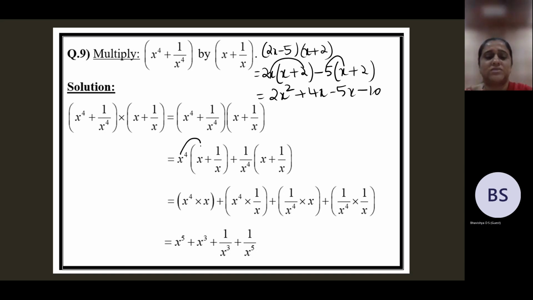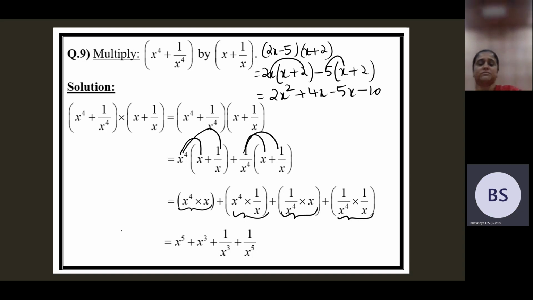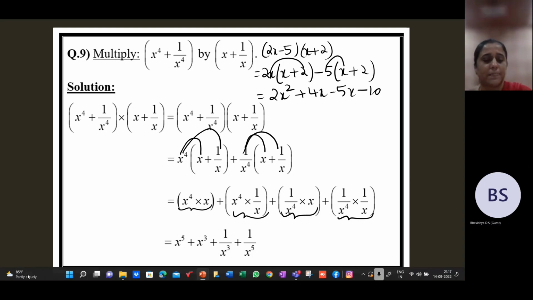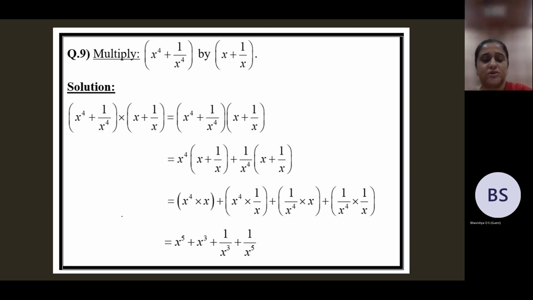So you're multiplying this and this. That's what I've shown here. Then you're multiplying this and this. That's what I've shown here. Then you're multiplying this and this, and then this and this. That's what I've shown here. Okay, ma'am. Correct? Yes, ma'am. Instead of writing this answer straight away, I've just included one more step where we can see what we are multiplying.